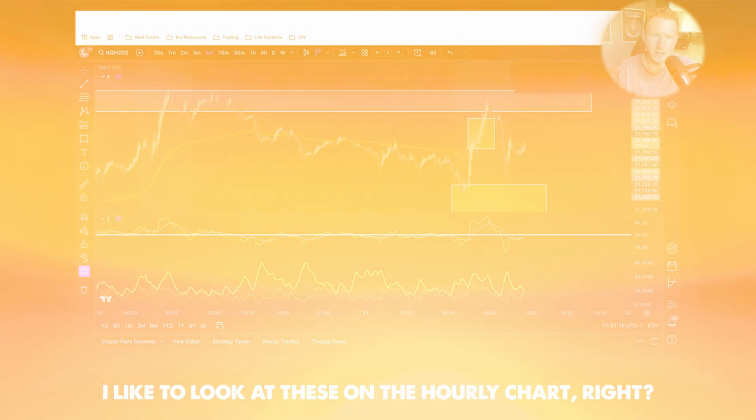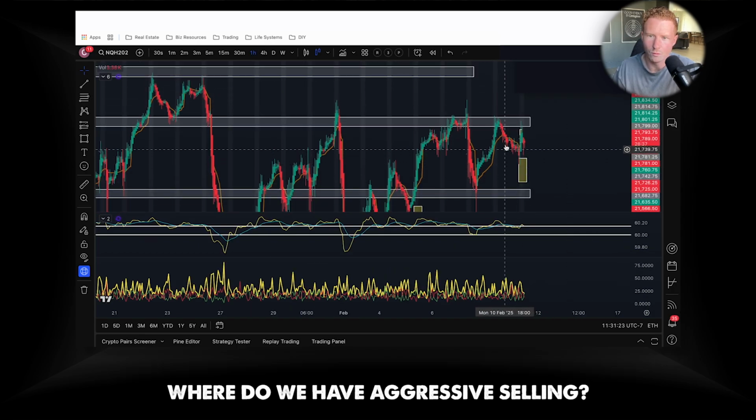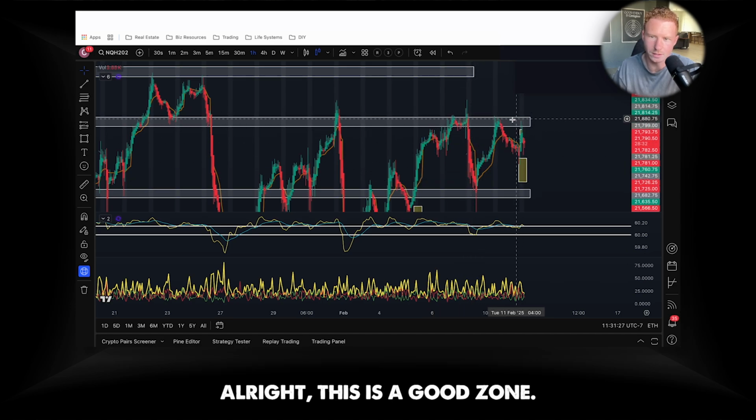I like to look at these on the hourly chart, right? So you simply just go to an hourly time frame, see where do we have aggressive selling? Okay, we had some aggressive selling here. We had aggressive selling here. All right, this is a good zone.